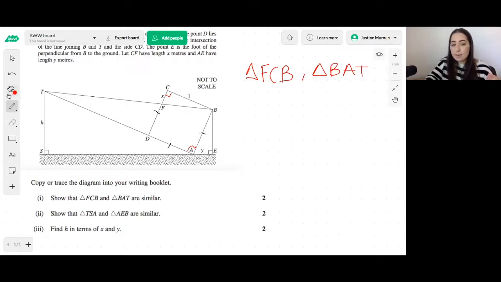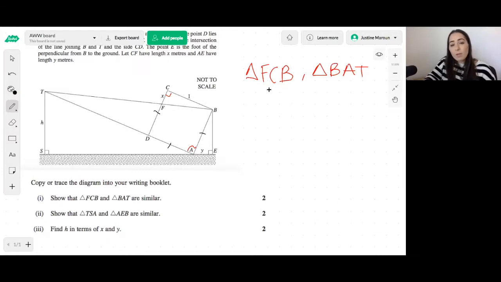And this is the tip that I want to give you. When you look at the two triangles that you have to prove, have a look at the diagram. So FCB is this one over here, right? And BAT is this large one over here. So it's really hard for you to see what angles are equal and what angles correspond to the other angles, and the same idea for the sides. So this is where the tip comes in handy.